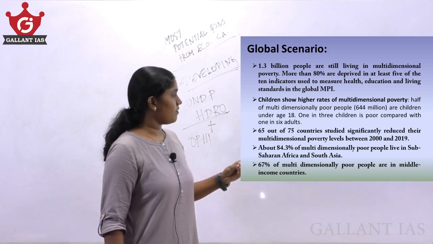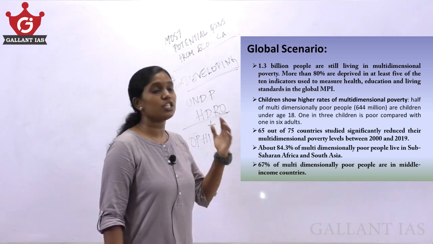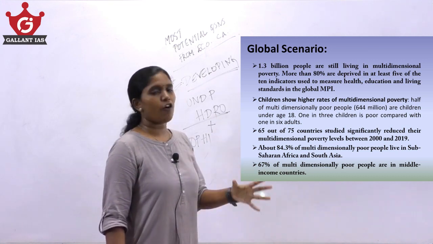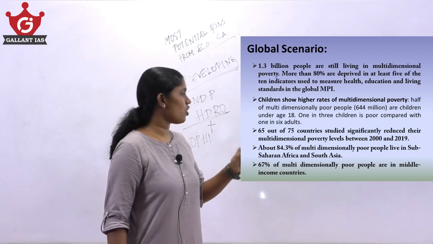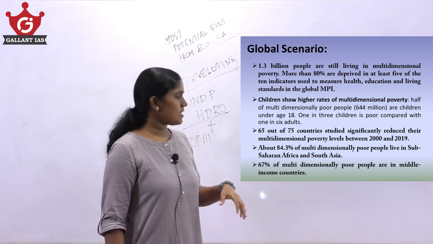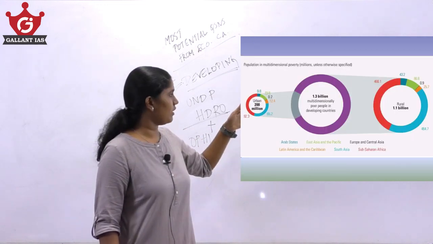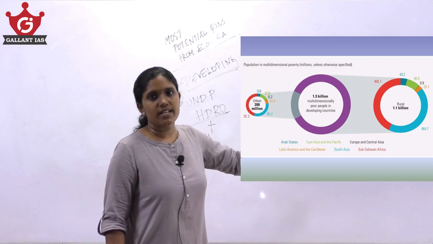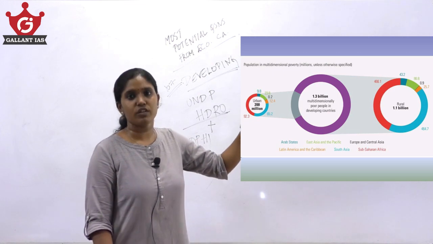Now 65 out of 75 countries significantly reduced their multidimensional poverty levels between 2000 and 2019. That is a very positive thing. About 84% of multidimensionally poor people live in Sub-Saharan Africa and South Asia. So the majority of multidimensionally poor are in Sub-Saharan Africa and South Asia. Now 67% of multidimensionally poor people live in middle income countries. This is a figure representing what I already said. Also, in rural areas, the multidimensional poverty is way higher than in the urban areas. The larger circle represents that of the rural areas.